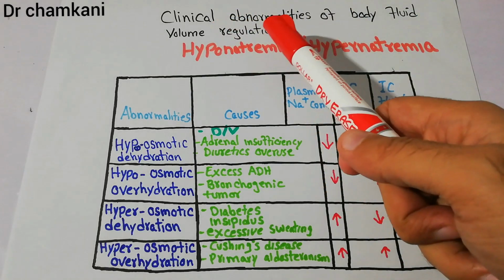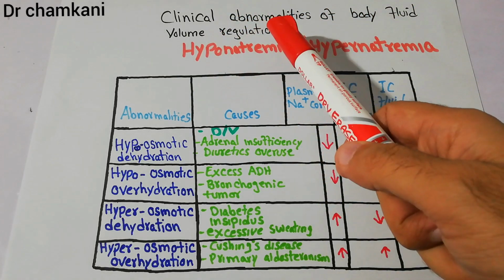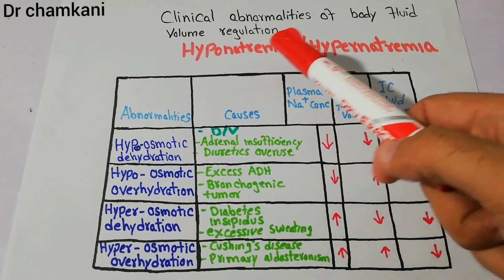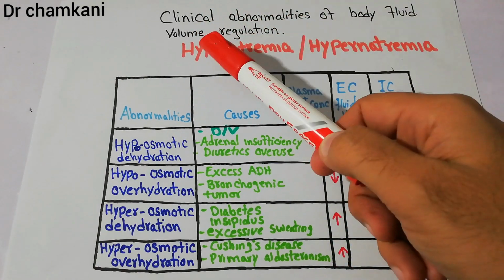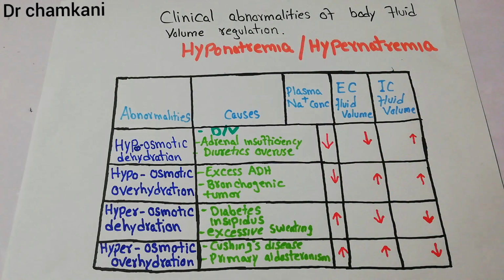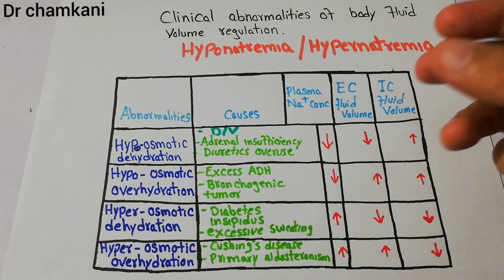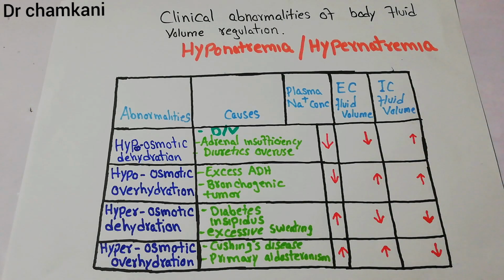In this lecture, we are going to talk about clinical abnormalities of body fluid volume regulation, and its most important causes: hyponatremia and hypernatremia. Basically, clinical abnormalities in the body fluid volume can arise from disturbance of any electrolyte, but the most important electrolyte in the body is sodium, and its anion chloride, which basically contribute to more than 90% of the plasma electrolytes. So every electrolyte, every ion is important, but sodium contributes around 90% along with its anion chloride.